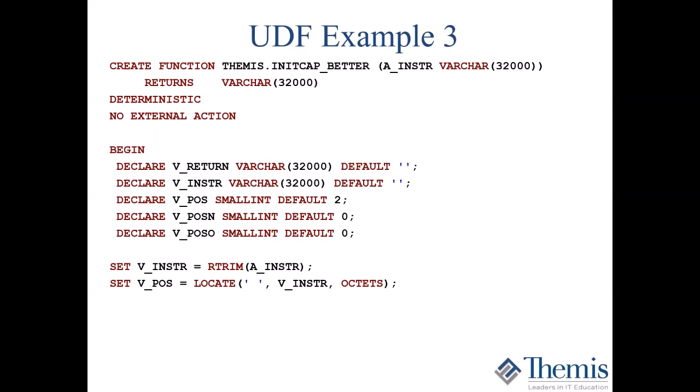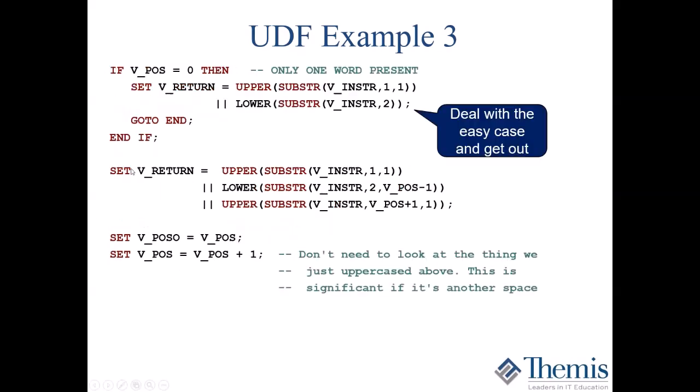And that allows you to do a couple things. Number one, I don't have to look at every character. I can skip over big chunks of characters. But it also allows you to get out early if you only have 1 word, right? So this top little chunk of code, if I got a 0 out of that locate, then I'm just going to uppercase the first character and lowercase everything else and send it back. So deal with the easy cases first, right? And in a lot of these, if you're doing this with a name or something, it's only going to be 1 word.